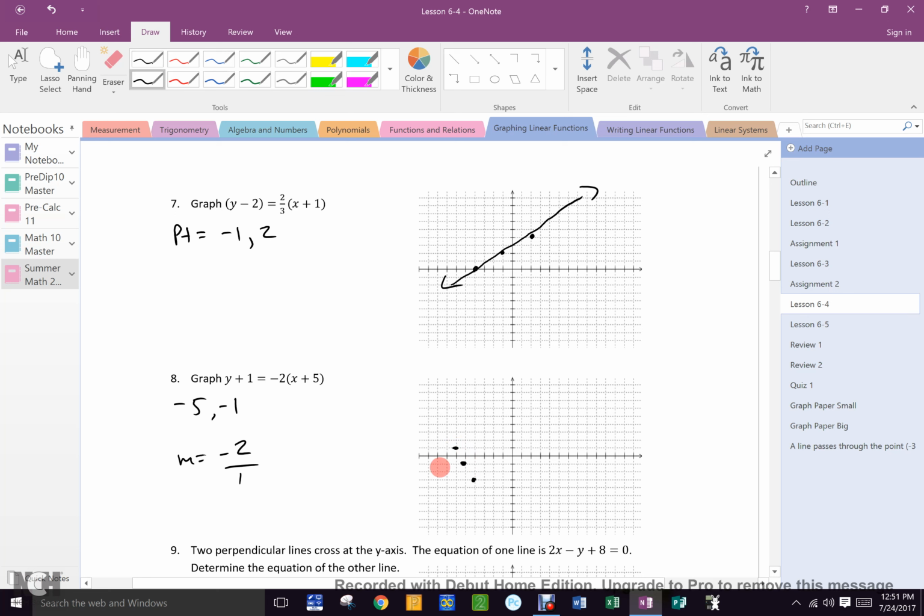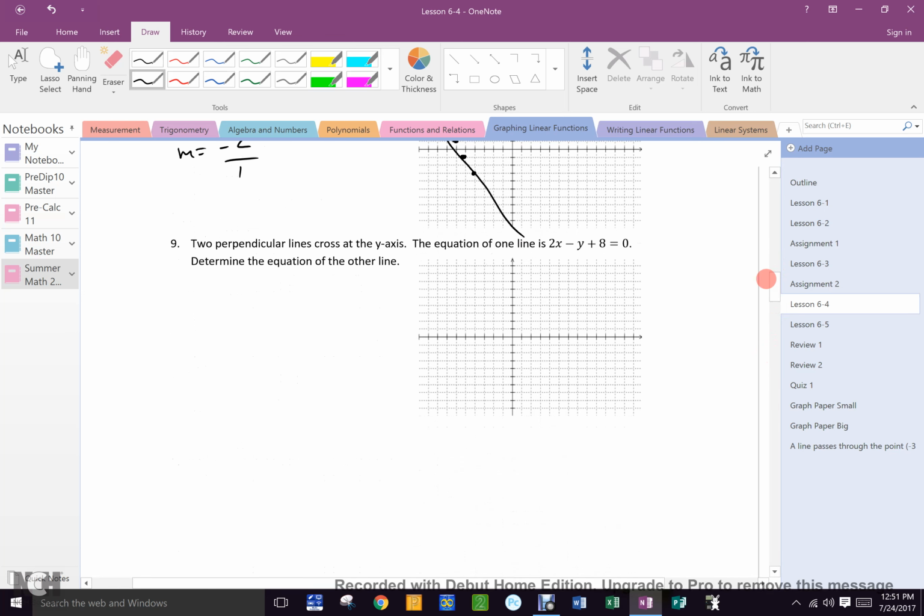Could I go up 4 and left 2? Yeah. Could I go up 6 and left 3? Could I go up 12 and left 6? Yes. And make my line. Can everybody do the basic? It's easy, right? It tells you what to do. Okay. Let's look at the next question, because please notice the next question uses everything.